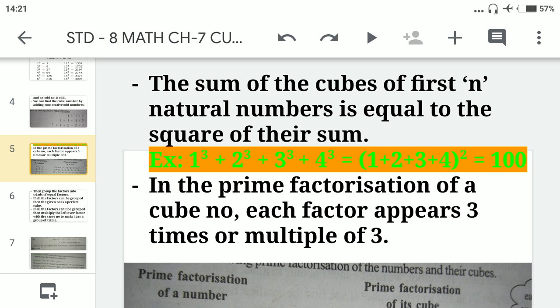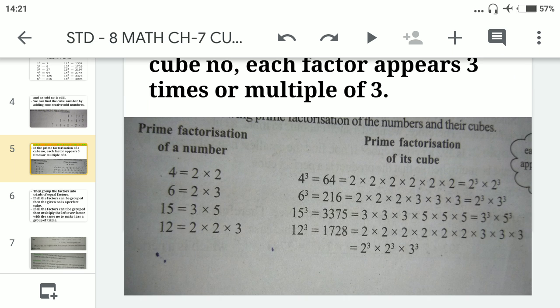Then in the prime factorization of a cube number, each factor appears 3 times or a multiple of 3. That means if you factorize a cube number, each factor will appear 3 times. Like you can see here, the cube of 12 is 1728, and you know that the factorization of 12 is 2 into 2 into 3. So you can see here 3 times 2, again another 3 times 2, again another 3 times 3. So it is the pattern.